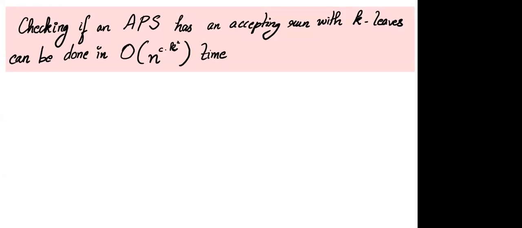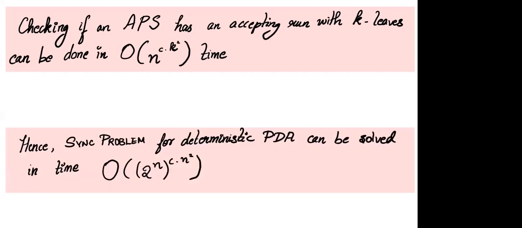Okay. With this result, because we construct an exponentially sized APS, which can have at most n leaves in a run, this result gives us an algorithm with running time 2 to the n to the c times n square for the synchronizing problem for the deterministic case. And so the total running time amounts to 2 to the c times n cube, right? Yes, that is how we get our exp time upper bound for this deterministic case.